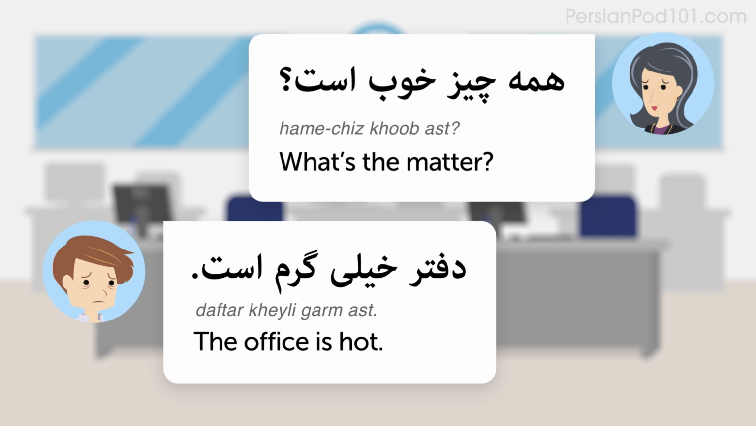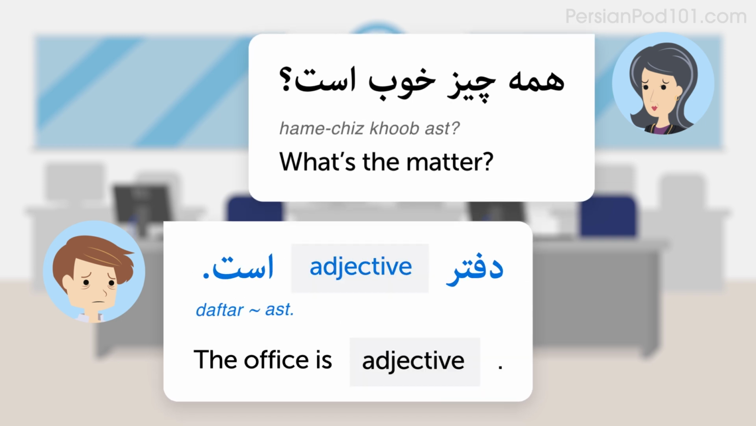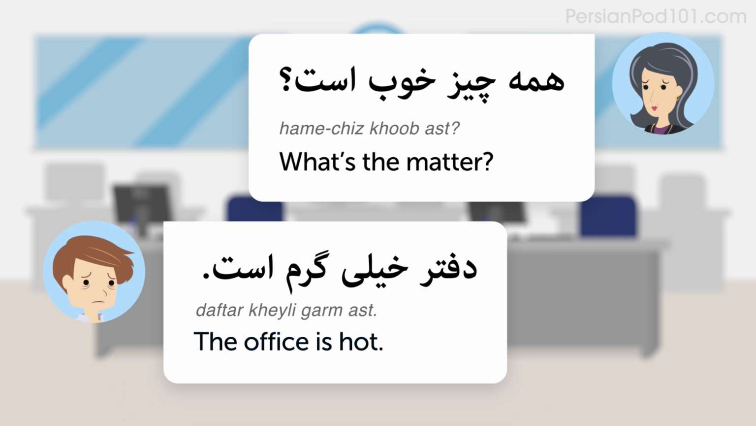Now, how do you answer this question? The pattern is دفتر adjective است. This Persian sentence literally translates into, office adjective is, but it means, the office is adjective in English. For example, the office is hot. دفتر خیلی گرم است.